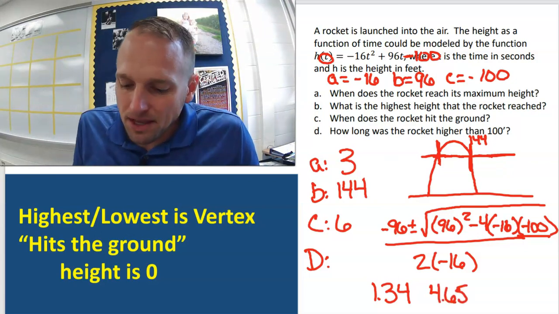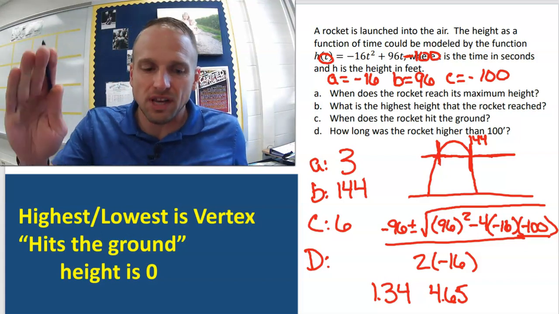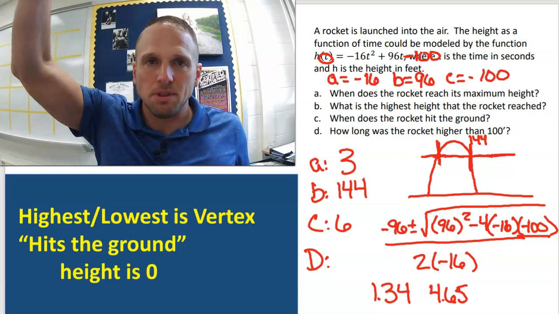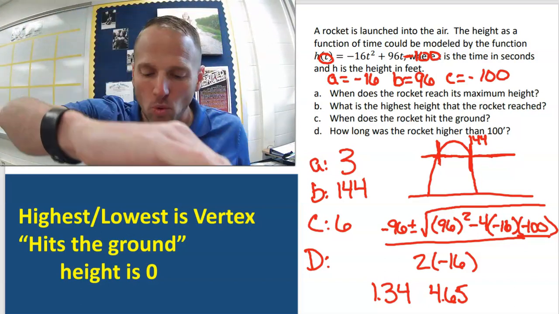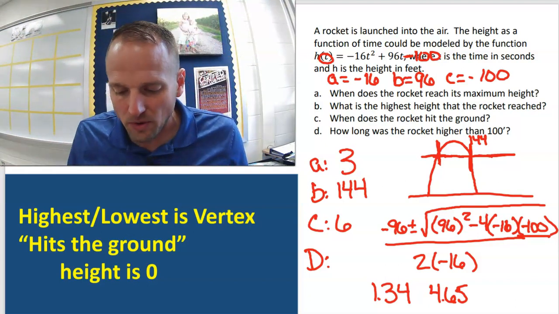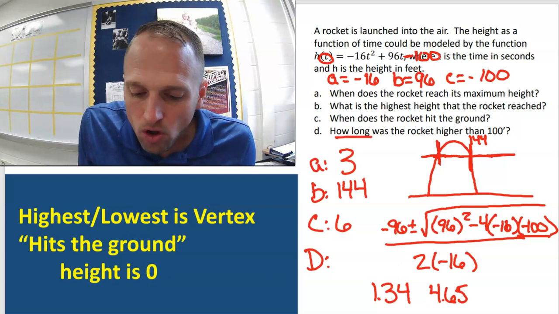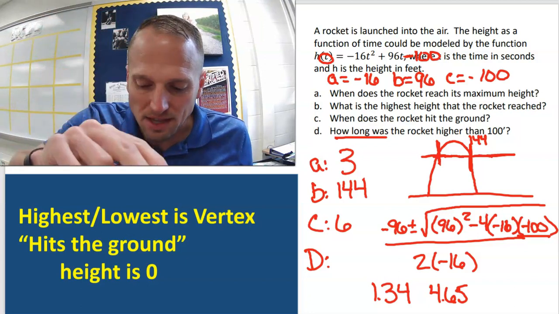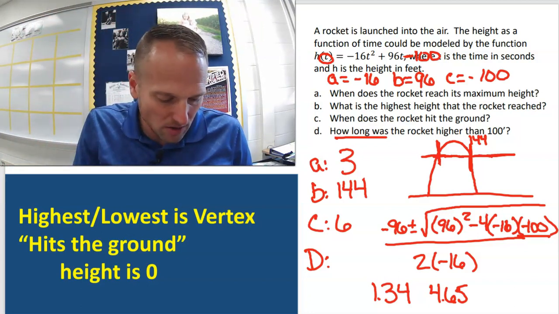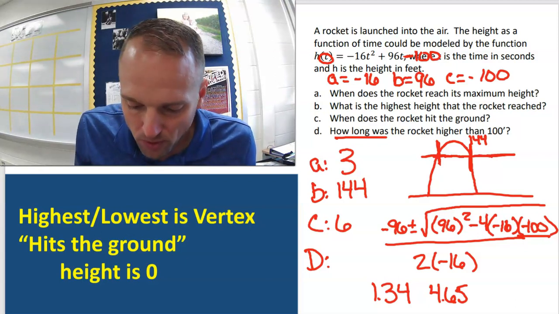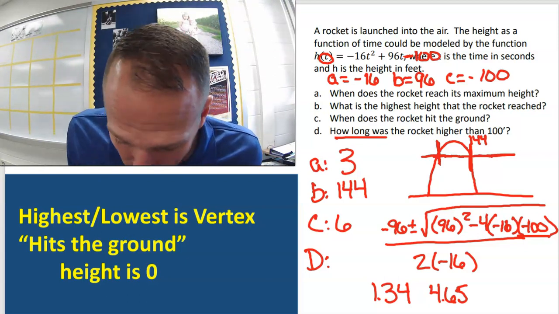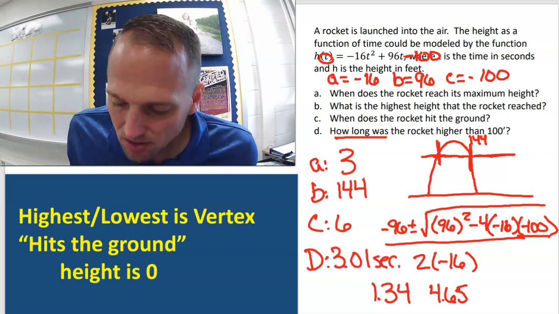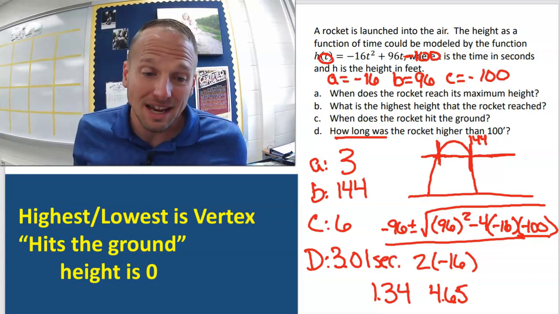Okay, so that means that after 1.34 seconds, it hits 100 feet going up, and then it's still up there, goes all the way up to the top, and then starts coming back down, and at 4.65 seconds, it crosses that 100-foot mark again. I want to know how long was it up there. So if it started at 1.34 and then stopped at 4.65, let's just subtract those. 4.65 minus 1.34 is going to be approximately 3.01 seconds. Okay, that was not easy.